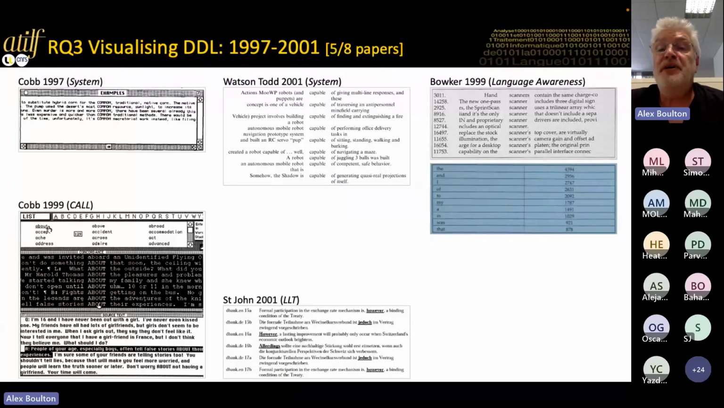In Lynn Bowker's paper, you have the keyword in context, but you also have frequency information. So you can see the frequency of different items. But all of this was on paper. Okay, that's the totality of all the papers which included screenshots. I haven't included all the screenshots, but there were no other papers in the first 5 years which had screenshots.